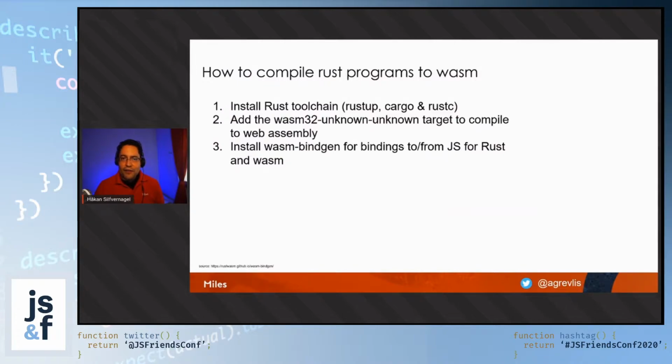So the first thing that we need to do is we need to be able to compile our Rust programs to Wasm. So the first step is to install this Rust toolchain that I was just talking about. And then after that, we need to add the compile target. In this case, we need to add the wasm32-unknown-unknown target in order to be able to compile a Rust program down to WebAssembly.